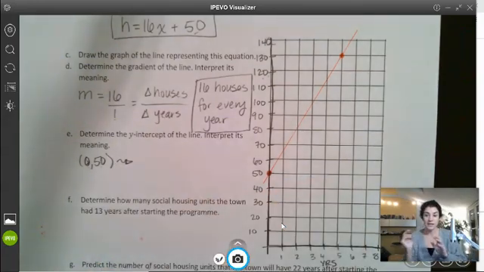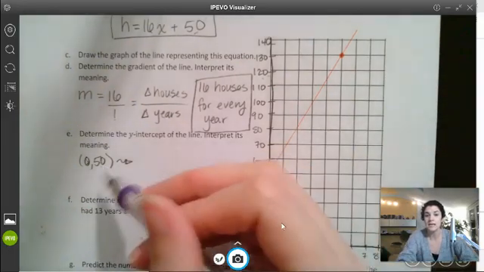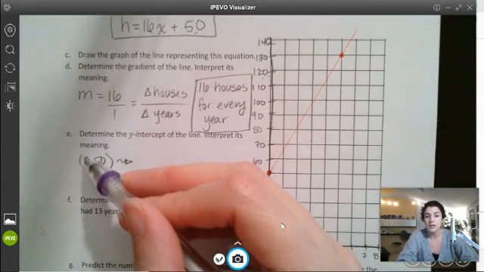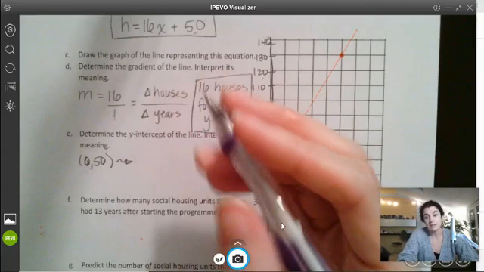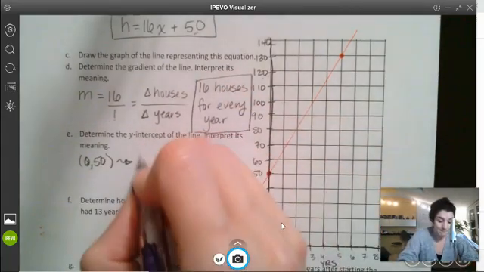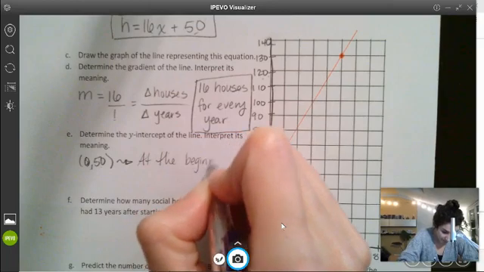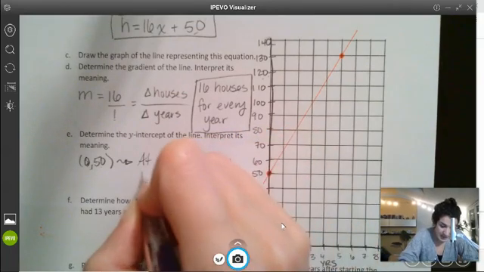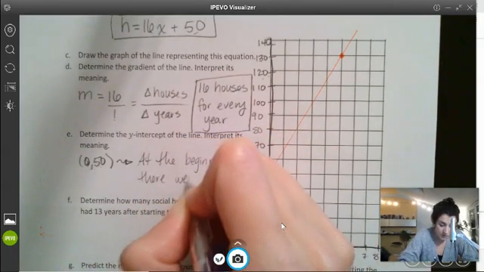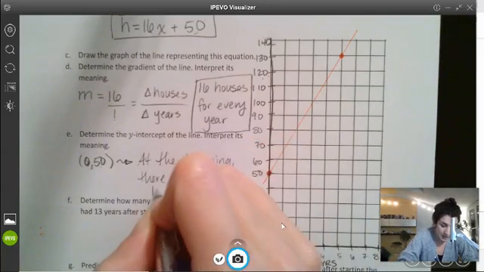So you're trying to, again, find a comparison of relationships. It's just a little bit of a shift from your slope. It's saying that at time 0, you had 50 houses. At time 0 means at the beginning. At the beginning, there were 50 houses.